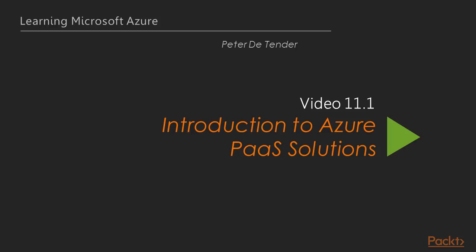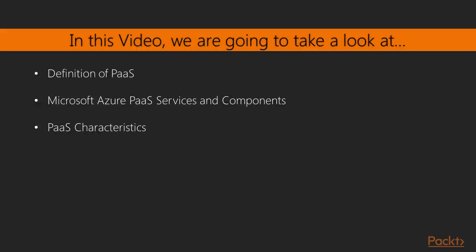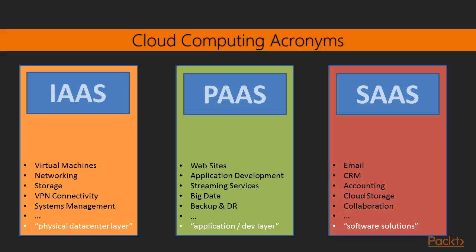So let me start with the first one, Introduction to Azure Platform Solution Services, where I'm going to talk about a definition of platform as a service, talking about platform services and components, highlighting some of the platform service characteristics. This is a recap from the introduction video all the way at the beginning of this course, where I highlighted the differences between IaaS, infrastructure as a service, and PaaS solutions, platform as a service, and even the third one, SaaS, software as a service.